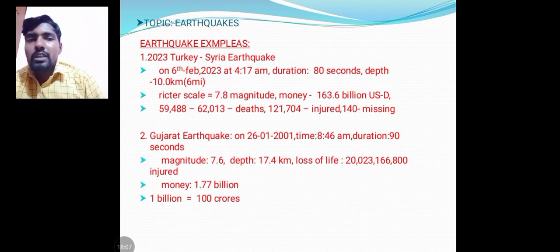Next example, our India Gujarat earthquake 2001, on 26th January, when everyone was celebrating Republic Day. The earthquake happened early morning at 8:46 a.m. Duration 90 seconds. Richter scale intensity 7.6. The focus depth is 17.4 kilometers. Loss of life about 20,000 people, and about 160,000 people were injured. The monetary loss was 1.77 billion, where 1 billion is 100 crores. So that is how much impact happened.